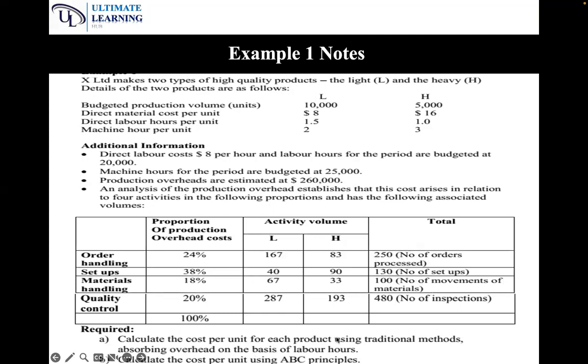Required, calculate the cost per unit for each product using traditional method. We say traditional method is the absorption costing. And then number 2, calculate the cost per unit using activity-based costing. So that is what we have in our first session of activity-based costing. Now, when we come back for the next session, we will solve this example.